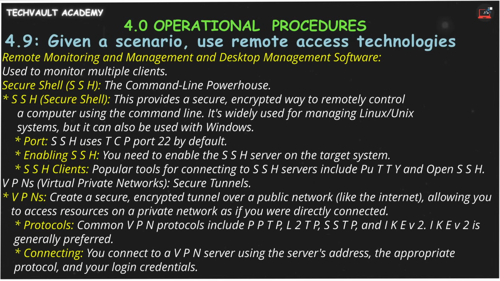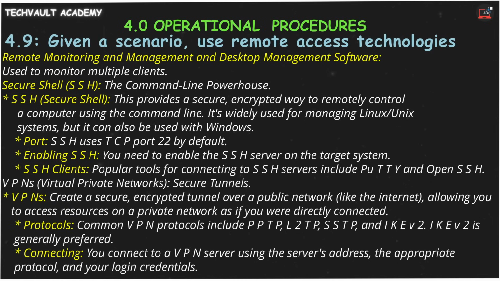Secure Shell, SSH, the command line powerhouse. SSH, Secure Shell, provides a secure, encrypted way to remotely control a computer using the command line. It's widely used for managing Linux Unix systems, but it can also be used with Windows. Port: SSH uses TCP port 22 by default. Enabling SSH: you need to enable the SSH server on the target system. SSH clients: popular tools for connecting to SSH servers include PuTTY and OpenSSH.